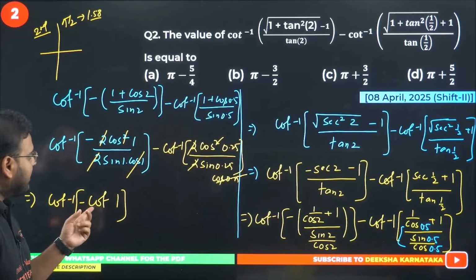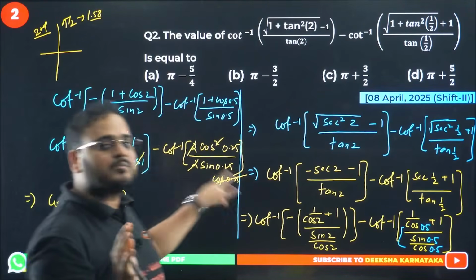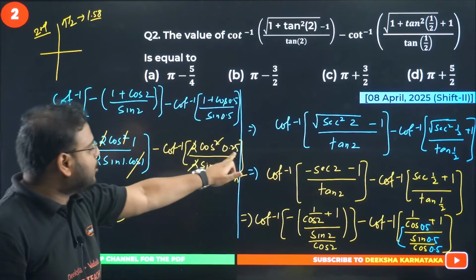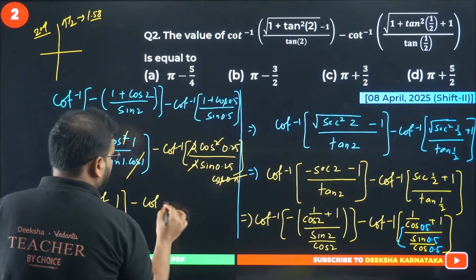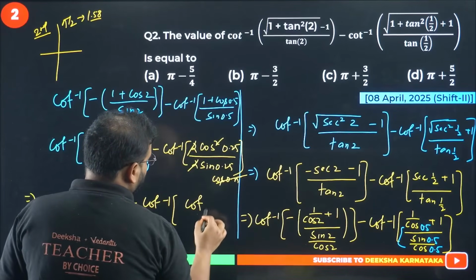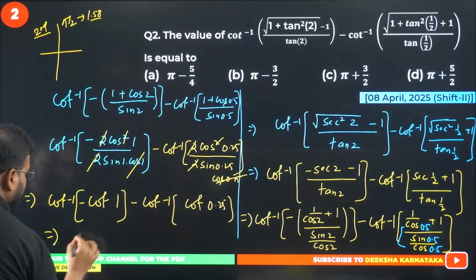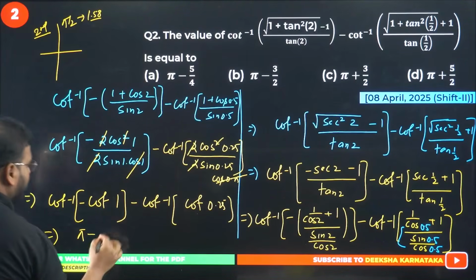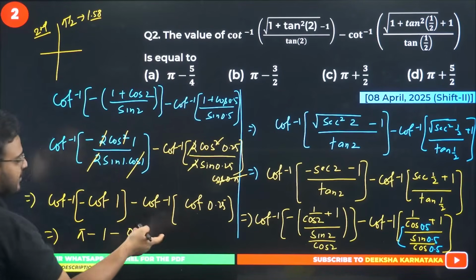So cot inverse of minus cot 1, because we have cos 1 by sin 1. Everything else is cancelled in the first term. Second term also you see, we have cos 0.25 and sin 0.25. That's all. So I get here minus cot inverse of cot 0.25. Formula is final. This pi minus this value will become 1 minus again will become 0.25. How much is that? 1 by 4.